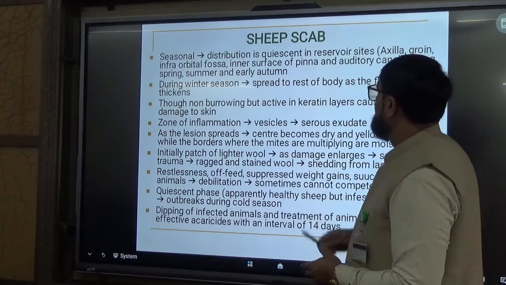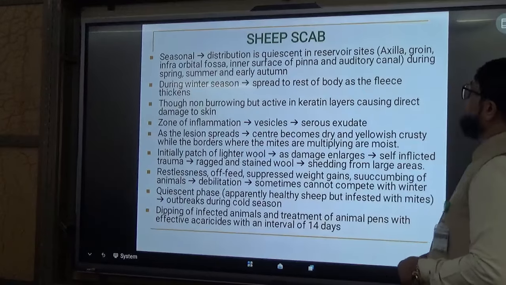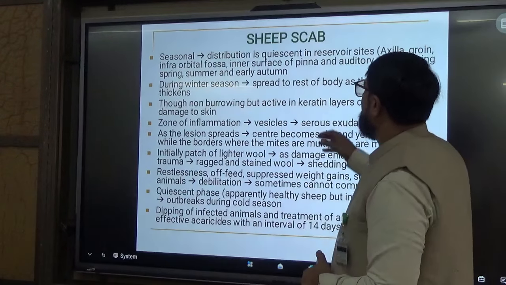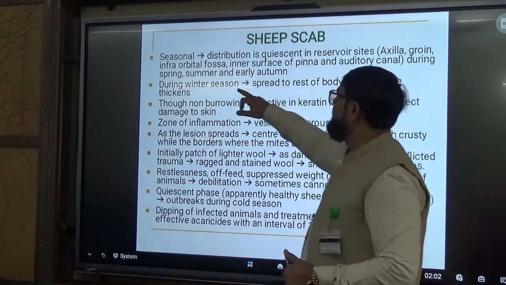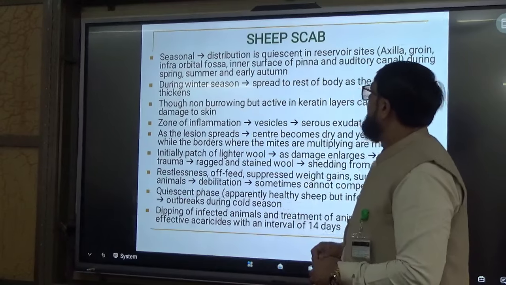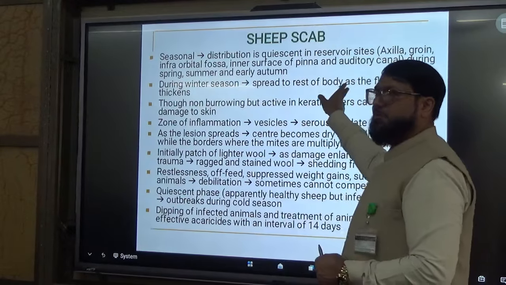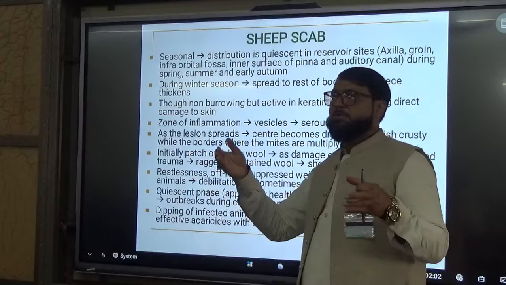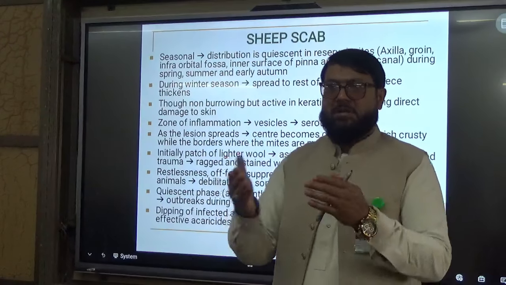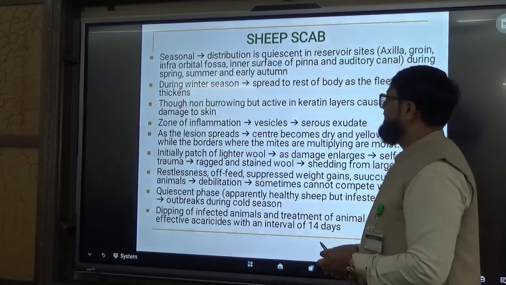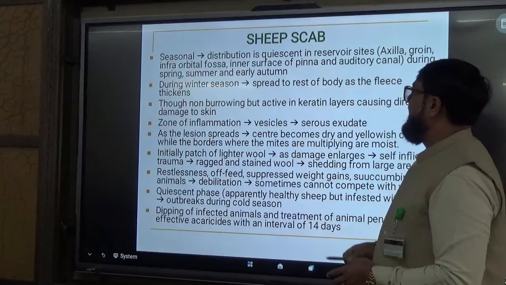The sheep scab, the same thing. It is seasonal in pubescent and reservoir sites, where it is more pronounced, and the seasons are spring, summer and early autumn. During the winter season, it can spread to the rest of the body, because in winter, parasites in general want to hide themselves. They do not want the winter season. Though non-burrowing, it is active in keratin layers causing direct damage to the skin.